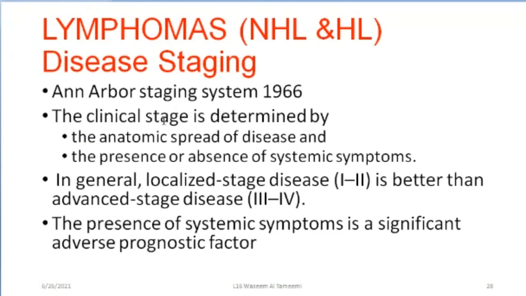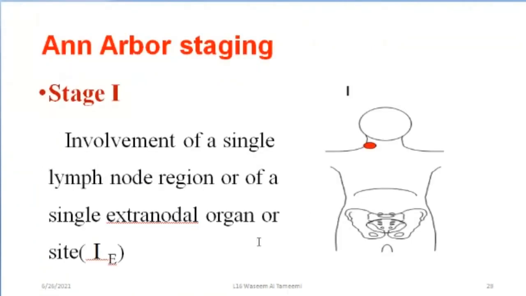It is a clinical staging determined by the anatomic spread of the disease and the presence or absence of systemic symptoms. Early, localized disease is called stage 1 and stage 2, whereas late, advanced stage disease is stage 3 and stage 4. Localized disease always has a better outcome than late stage. The presence of systemic symptoms is an adverse prognostic factor. Night sweating, weight loss, and fever are considered systemic symptoms, which carry poor prognosis and advanced stage disease.